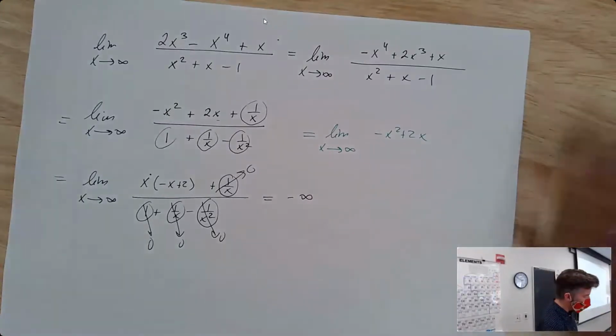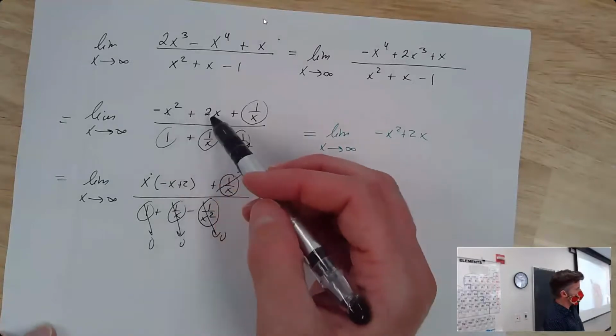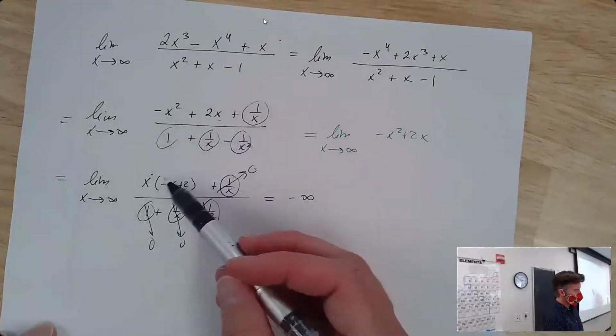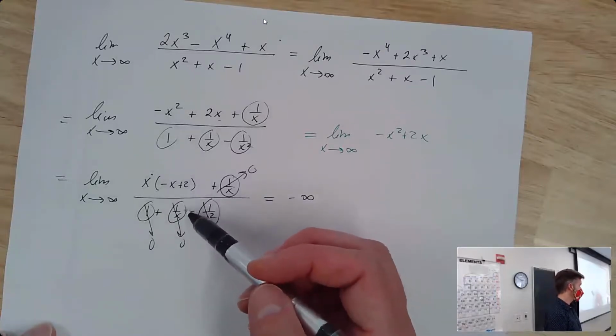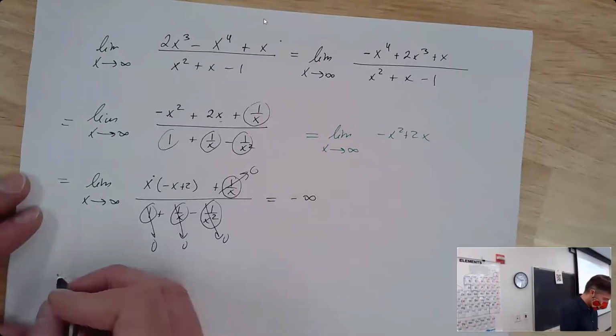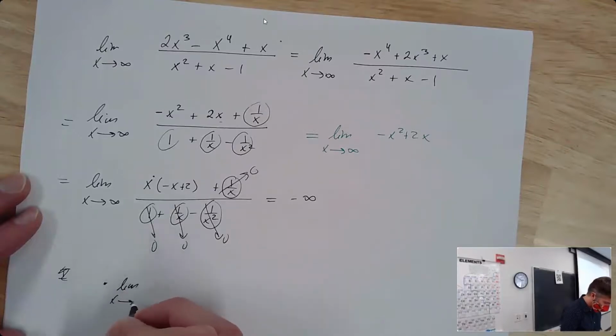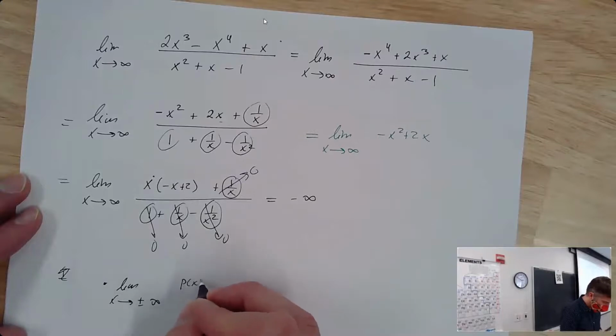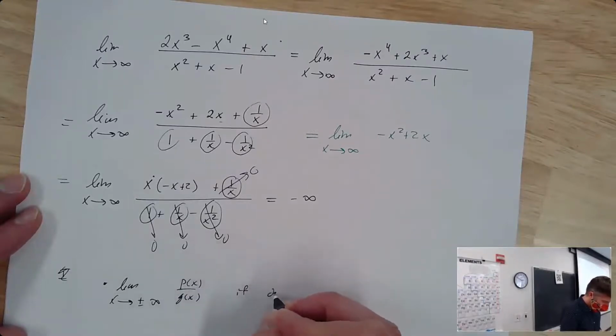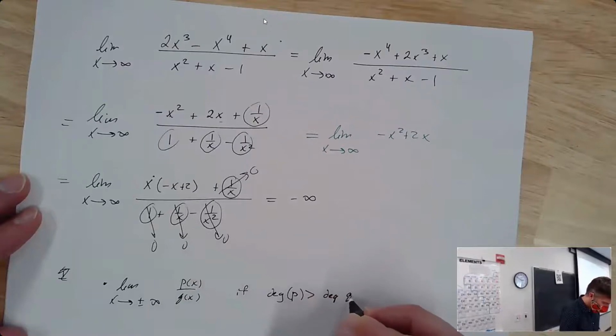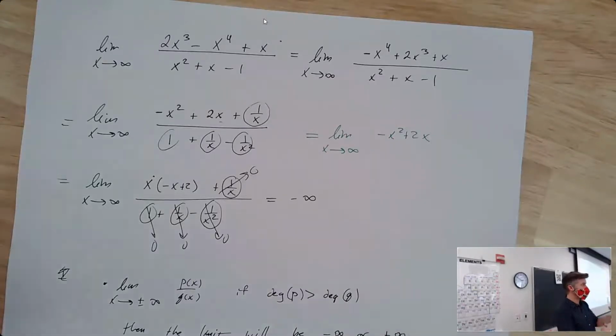You can totally reasonably say the negative x squared is more negatively infinite than the positive 2x is positively infinite. But this is a more precise way of showing that it's actually negative infinity. So very generally, if you have the limit as x goes to either plus or negative infinity of p of x over q of x, if the degree of p is greater than the degree of q, then the limit will be some sort of infinity. But it really requires greater inspection than just saying it's a this or that.